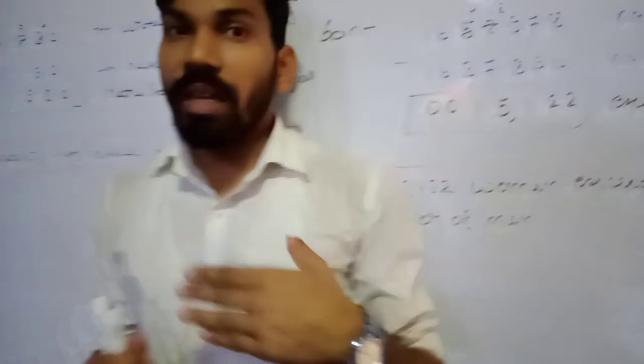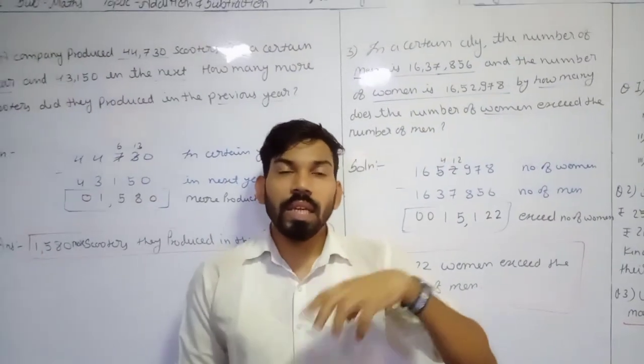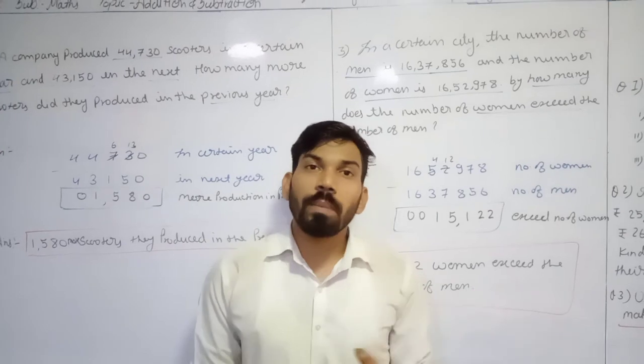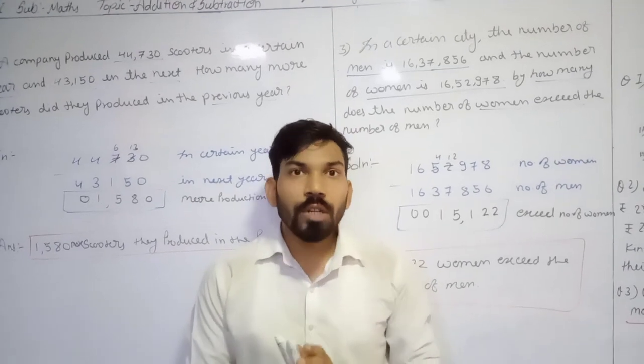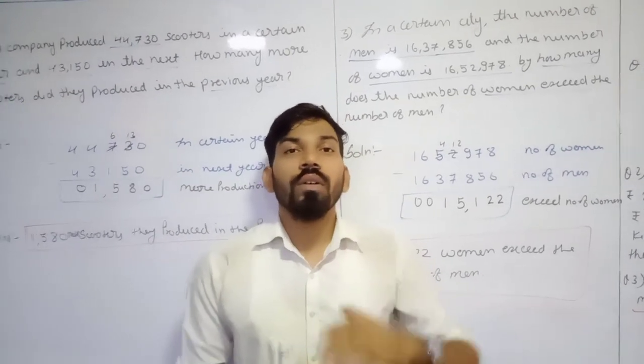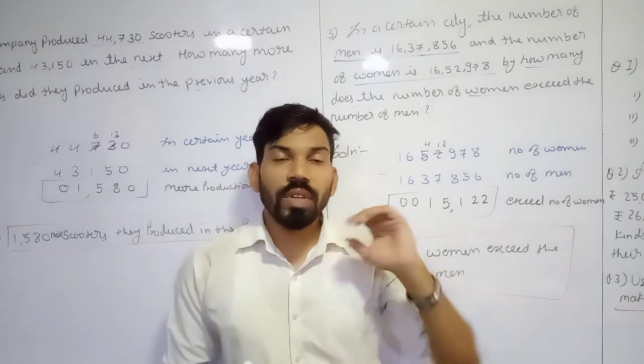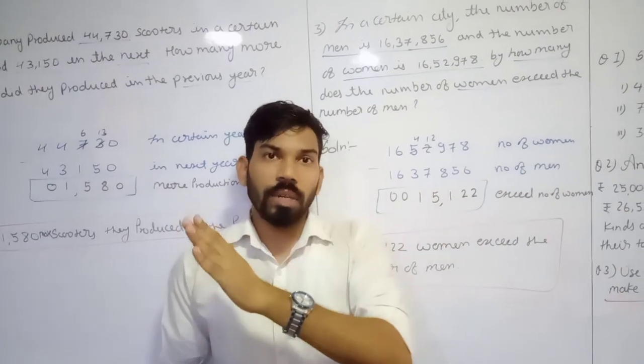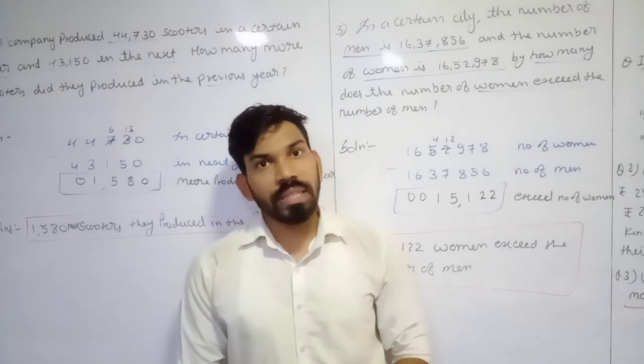So this way we can arrange the given numbers in the proper way and do the subtraction. If you are not able to subtract the number at the bottom from the number at the top, we have to borrow 1 from the other number. So this way we can solve the subtraction.